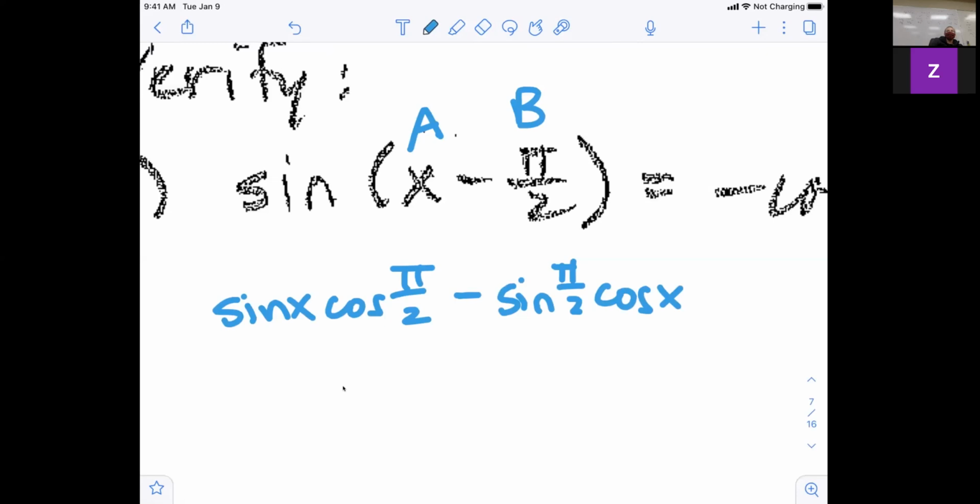Now I'm going to use my unit circle to remind myself that cosine of pi over 2 is what? 0. I don't know what sine of x is. That's why I didn't ask you. There's no x on my unit circle, so I can't use that. So sine of x times 0. And then what's sine of pi over 2?